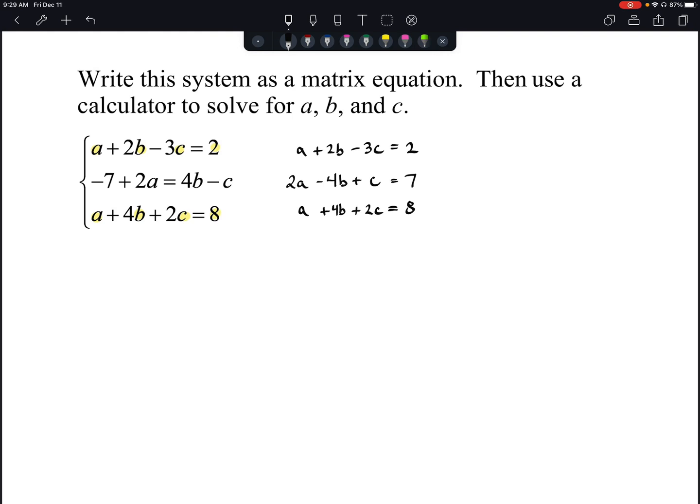And just a special note, let's say there was a variable missing. If a variable is missing, you'll insert a 0. I can't write anymore. I'm running out of neatness. So if a variable is missing, replace with a 0.